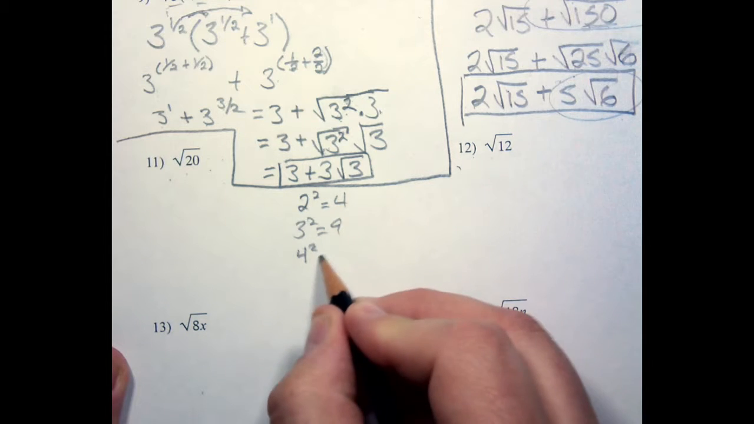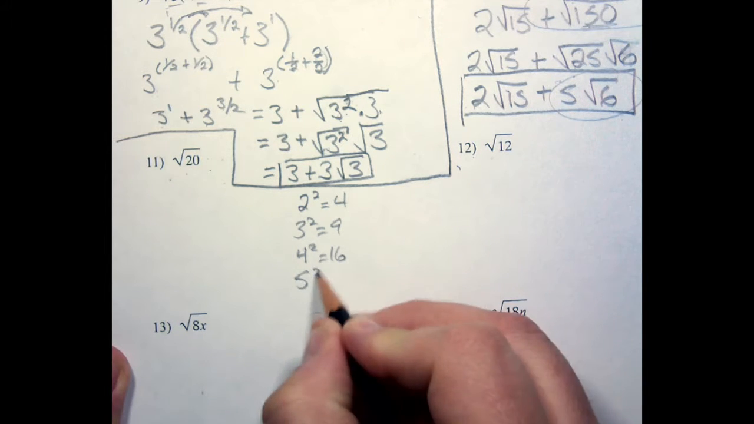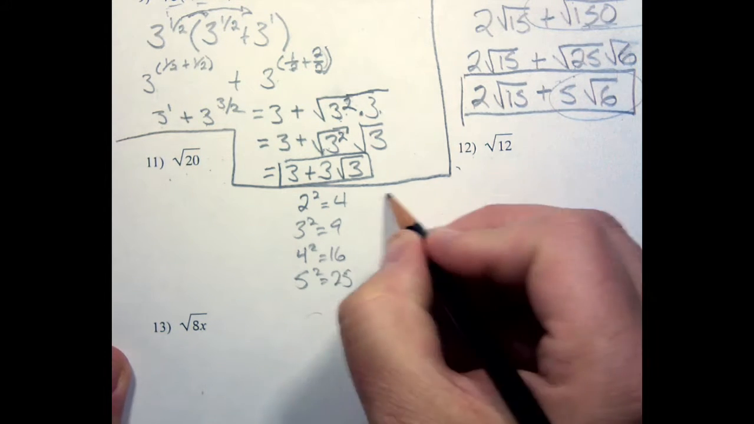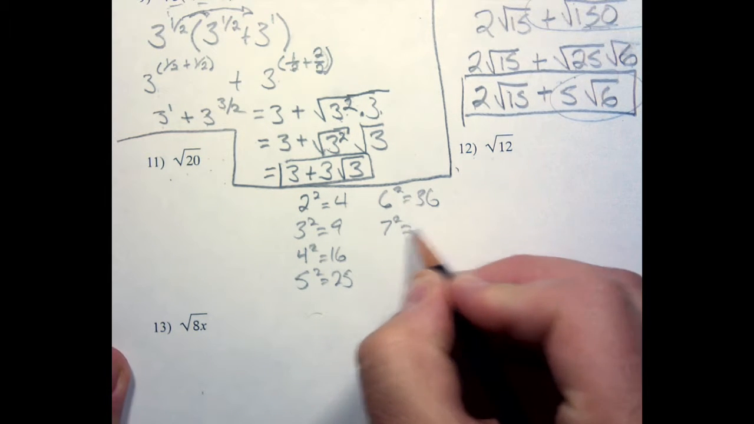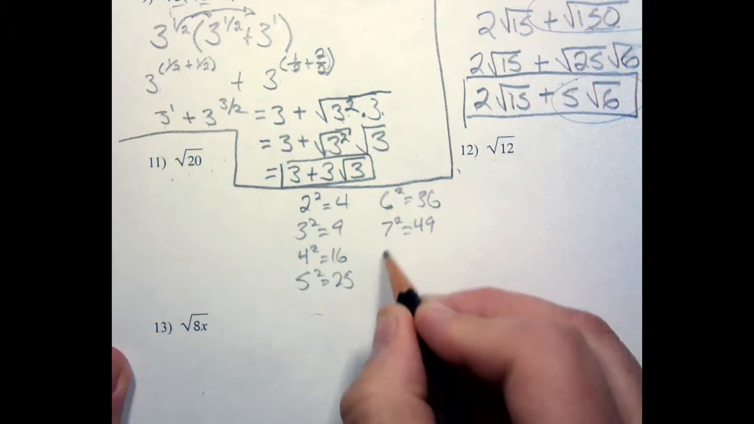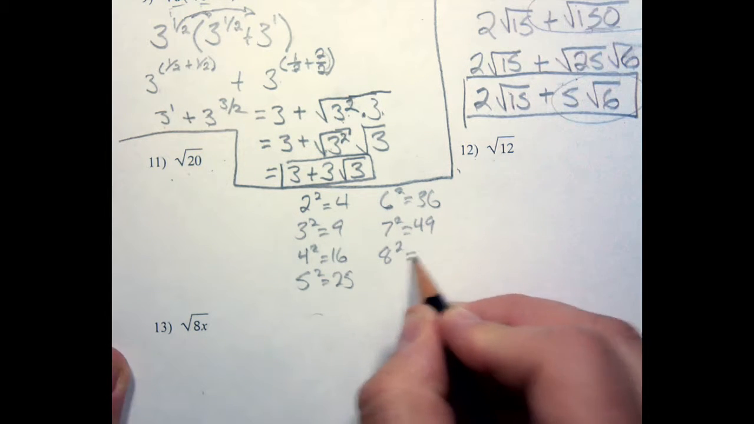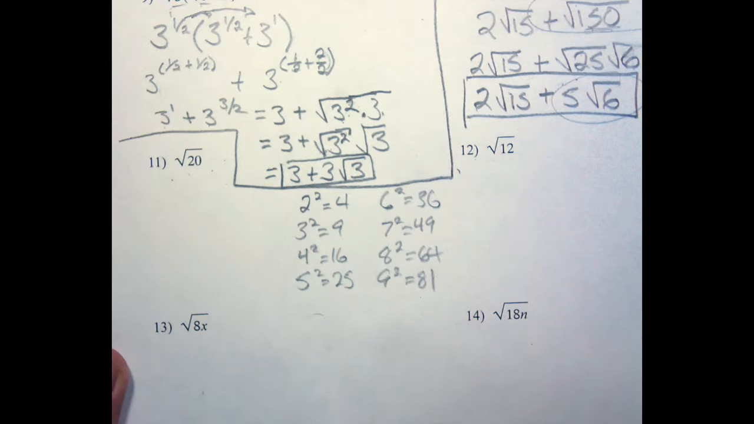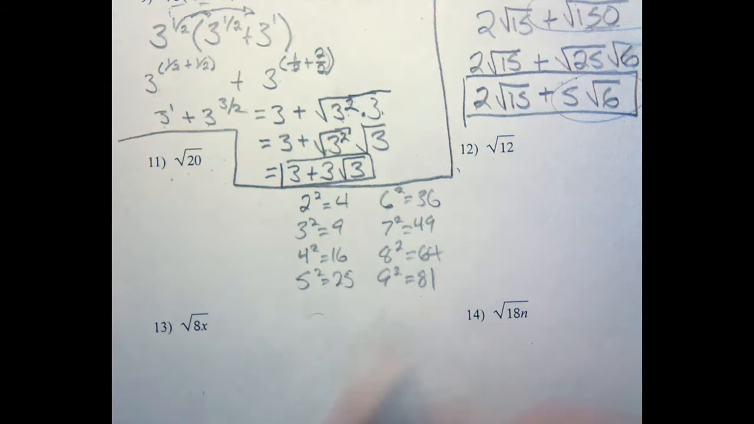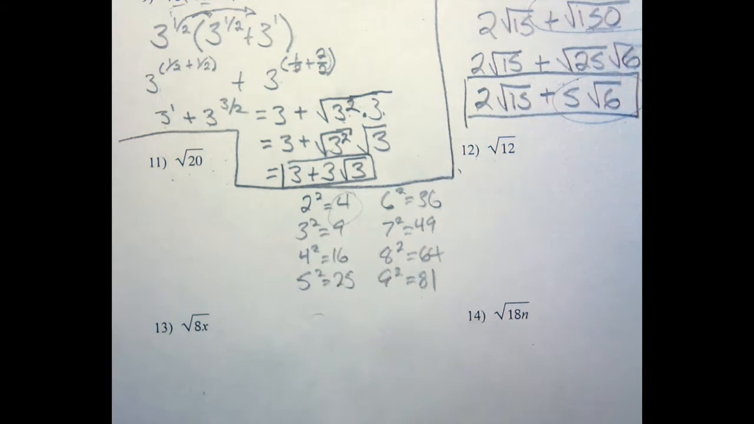4 squared equals 16. 5 squared equals 25. 6 squared equals 36. 7 squared equals 49. 8 squared equals 64, and so on and so forth, right? 9 squared equals 81. Now, I wrote all that down because another way you could do this is you got to look at these numbers here.